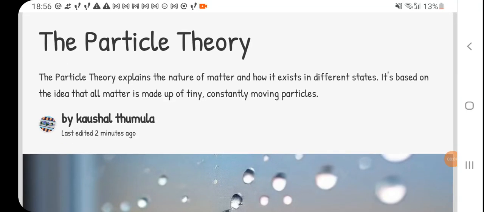Today we're going to be doing a new lesson on the particle theory. The particle theory explains the nature of matter and how it exists in different states. It's based on the idea that all matter is made up of tiny, constantly moving particles.